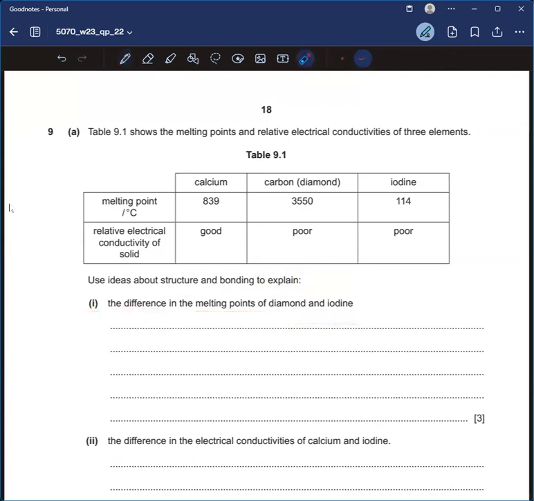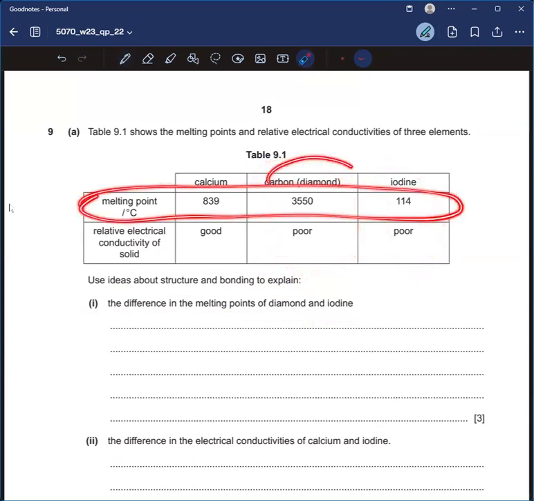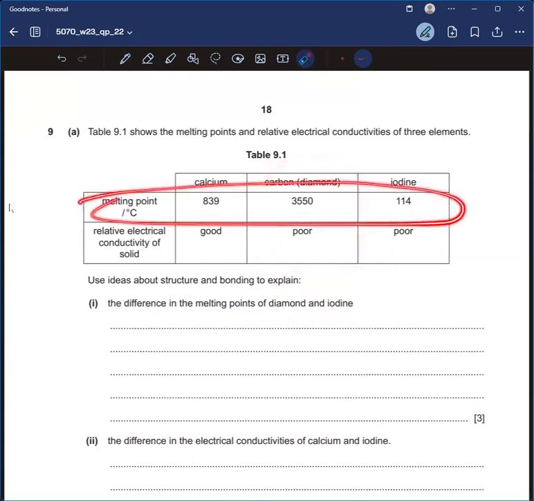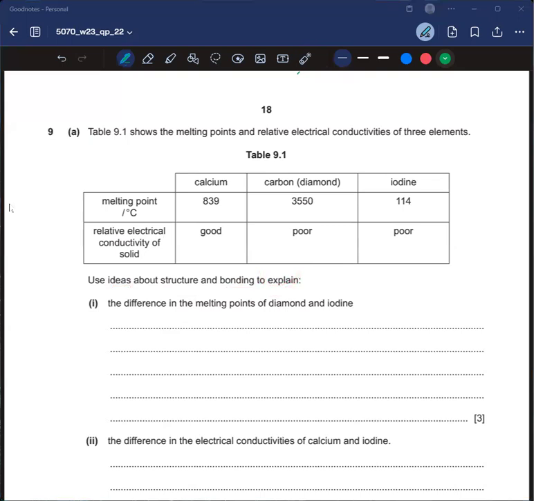Let's look at them. Here is diamond and here is iodine, and the melting points are here, 3550 and 114. The question is of 3 marks, so we need to explain the difference in the melting points. Basically, diamond has a giant structure of covalent bonds, due to which it has a higher melting point.